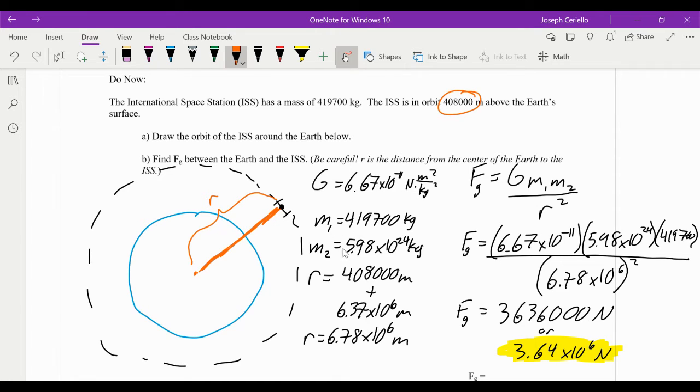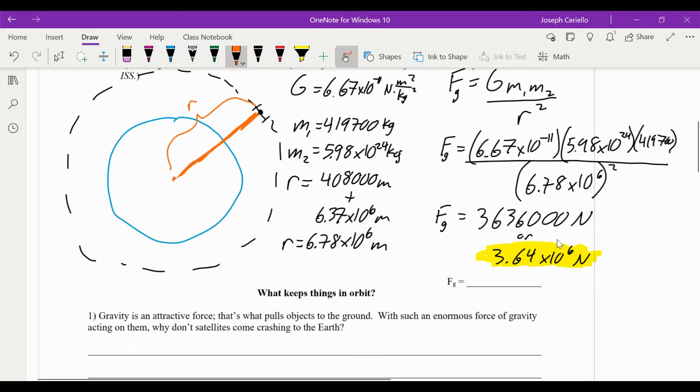Our two objects, M1 and M2: M1 is the mass of the satellite, or excuse me, the International Space Station. M2 is the mass of the Earth. It doesn't matter which one you make M1 and M2. And big G is our gravitational constant, 6.67 times 10 to the negative 11 newtons times meters squared per kilogram squared. Now that I have all of my units in my givens, I do not need to include them when I plug them into my equation. So here's my equation. Make sure you write that down. And we plugged everything in here, and we got about 3.6 million newtons.